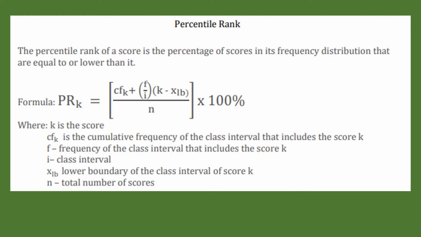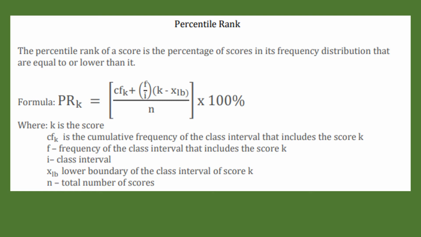The percentile rank of a score is the percentage of scores in its frequency distribution that are equal to or lower than it. So it means the percentile rank lets you describe how many scores are lower than you and how many scores are higher than a certain score.